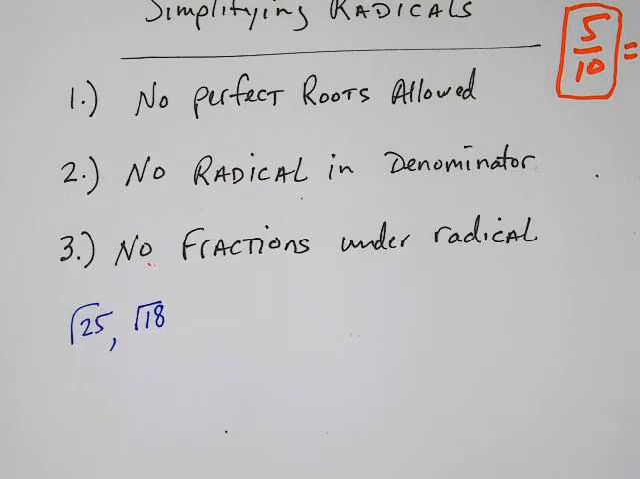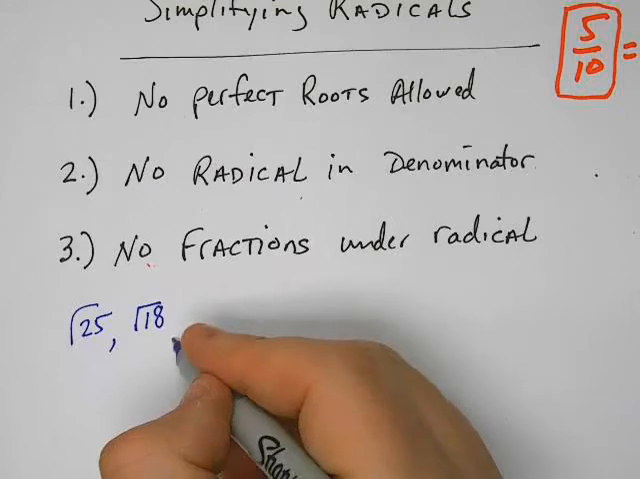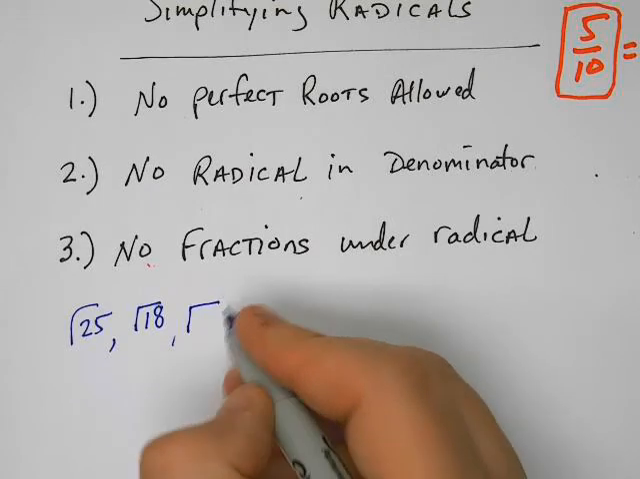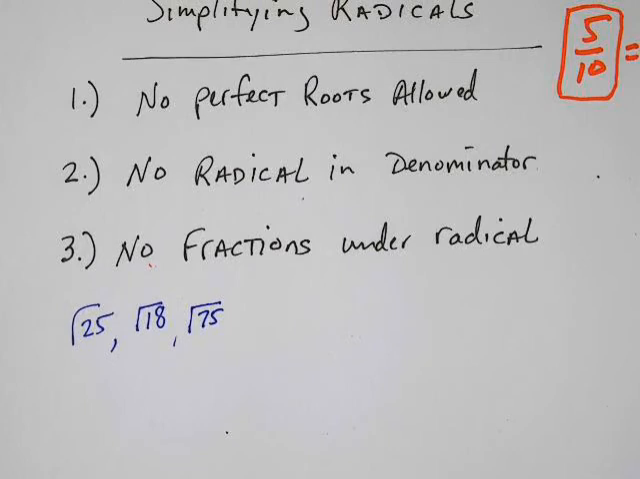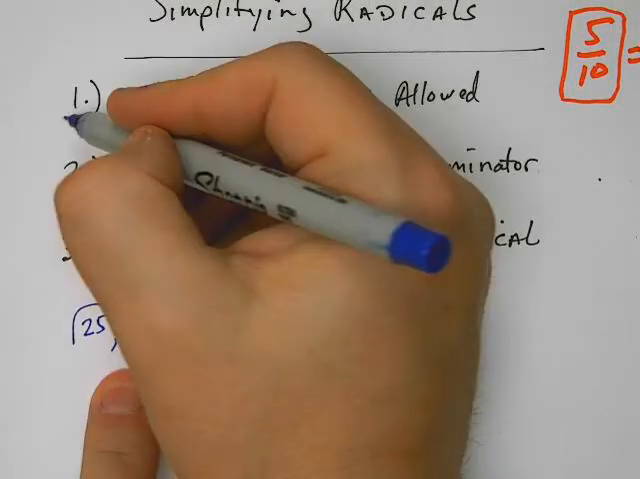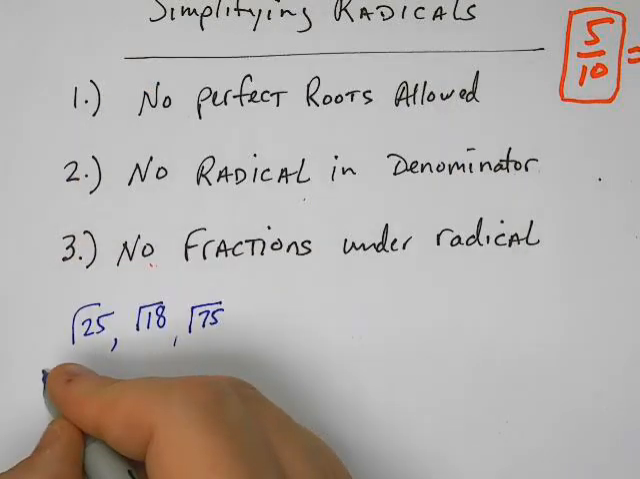Now, is 18 a perfect root? No, but is there a factor of 18 that's a perfect root? Yes. 9. And so that's not simplified. That makes sense? Okay, I'm going to give you another one. What about the square root of 75? Is that a perfect root? No. Is there a factor of 75 that's a perfect root? Yeah, 25. So in order to do the first rule type correctly, you have to remember all the perfect roots.